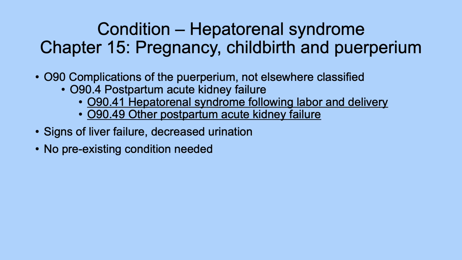Also in pregnancy, you have a code added to O90.4, postpartum acute kidney failure, in the puerperium category: hepatorenal syndrome following labor and delivery, and other postpartum acute kidney failure. So signs of liver failure, decreased urination. That's under chapter 15 for pregnancy.